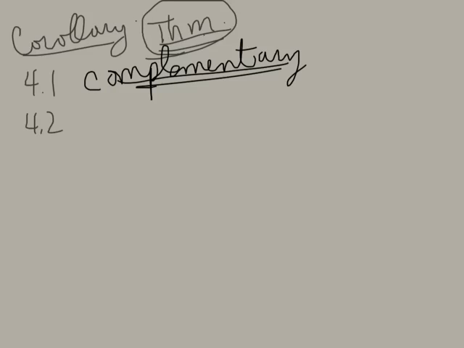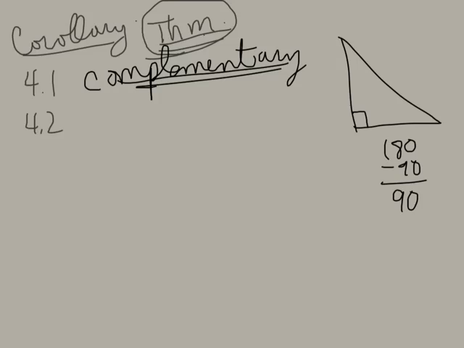Complementary means sum to 90. So think about it. If you have a right triangle, this one's pretty easy to prove. It's a good one to prove too. You've used 90, so how much is left in the triangle? Subtract from 180. There's 90 degrees left between the remaining angles, I'll call them 1 and 2. So then they must be acute. 1 and 2 must be acute, so they're going to be complementary.